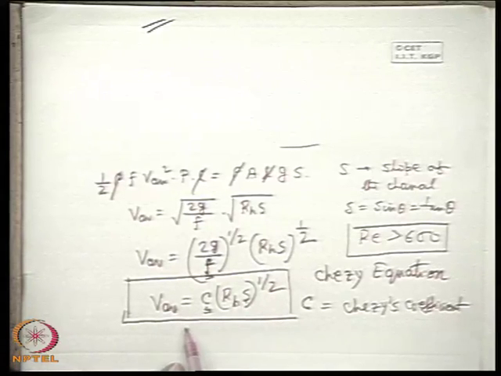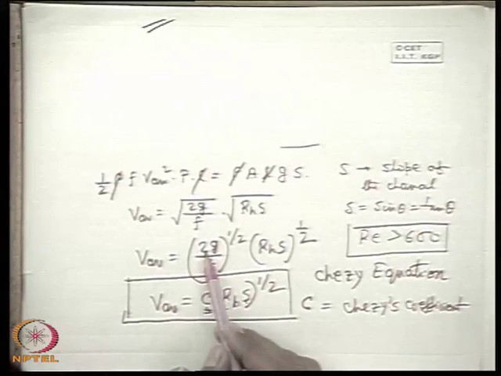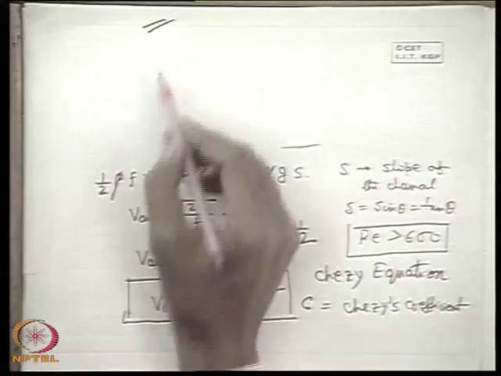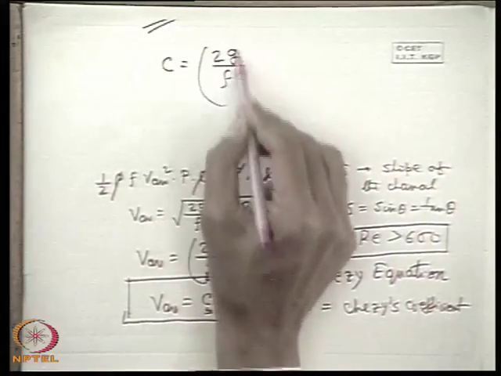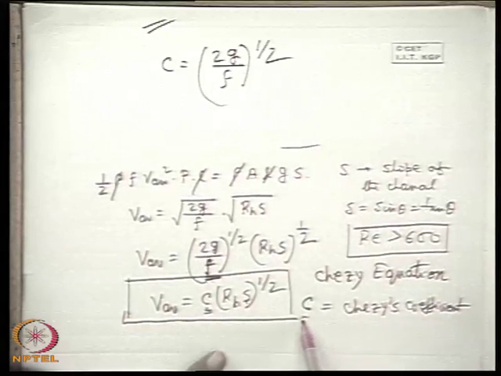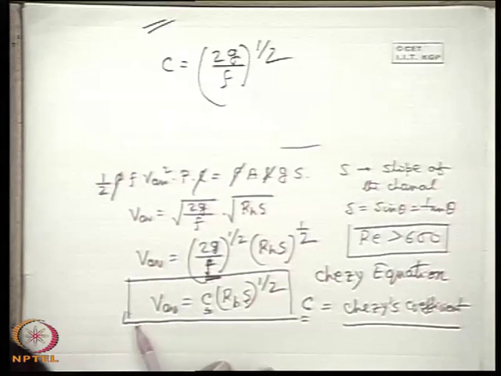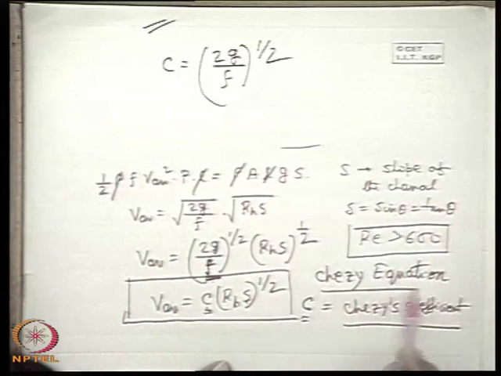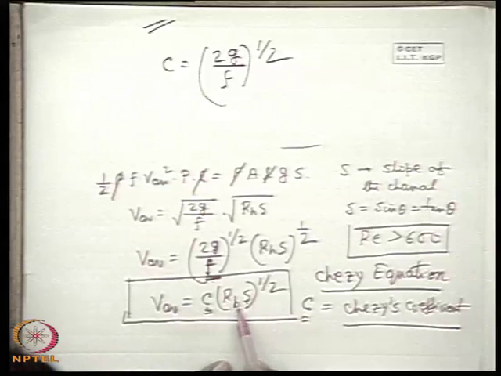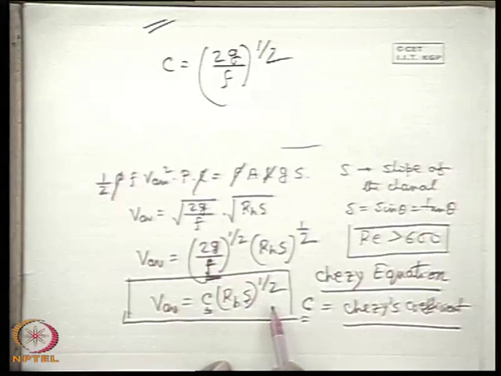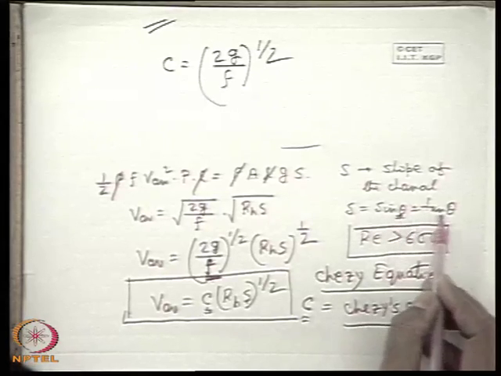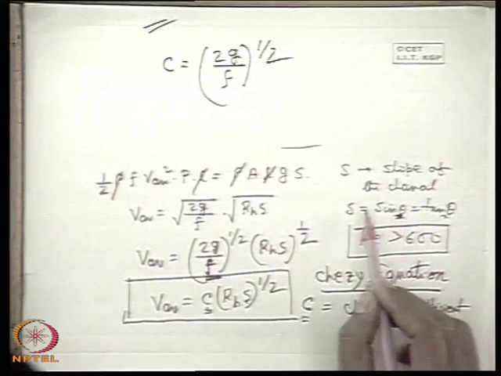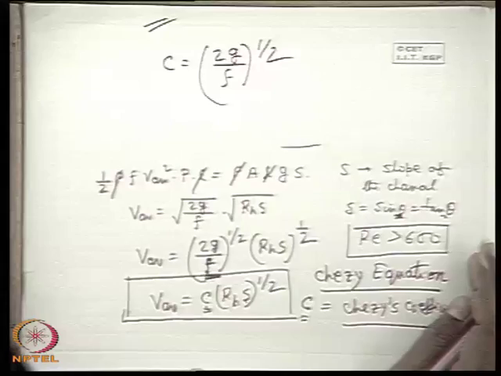where C is given by root over 2g by f. So, C is (2g/f) to the power half. This was defined as Chezy's coefficient, and this equation is known as Chezy's equation, where R_H is the hydraulic radius and S is the slope of the channel, which is equal to sin theta or tan theta for small values of theta. That is the angle between the bed or base of the channel and the horizontal.